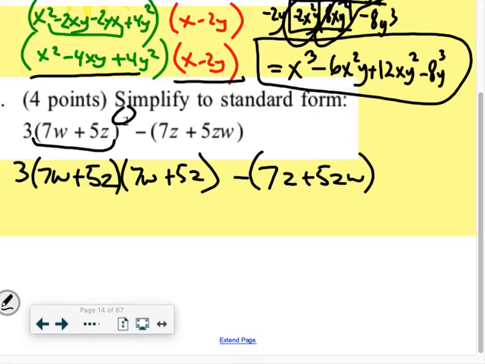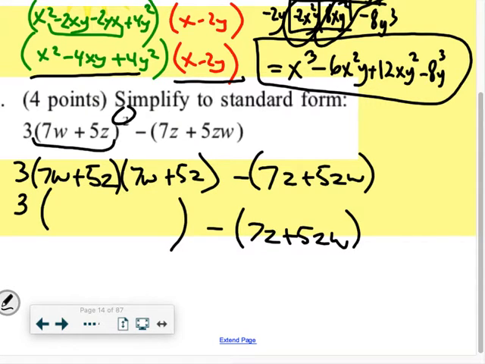So that's doing the exponent. Now I could multiply these two together, 7w plus 5z times 7w plus 5z, and then multiply by 3. If I did multiply by 3, I would have to distribute the 3 to only one of these. It wouldn't distribute to both. So you could do it that way too.